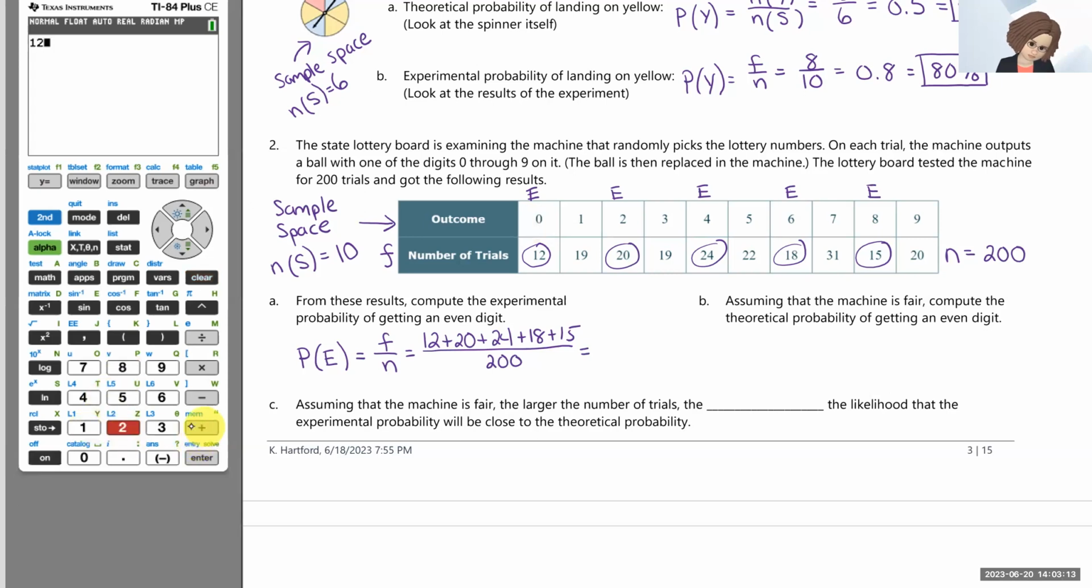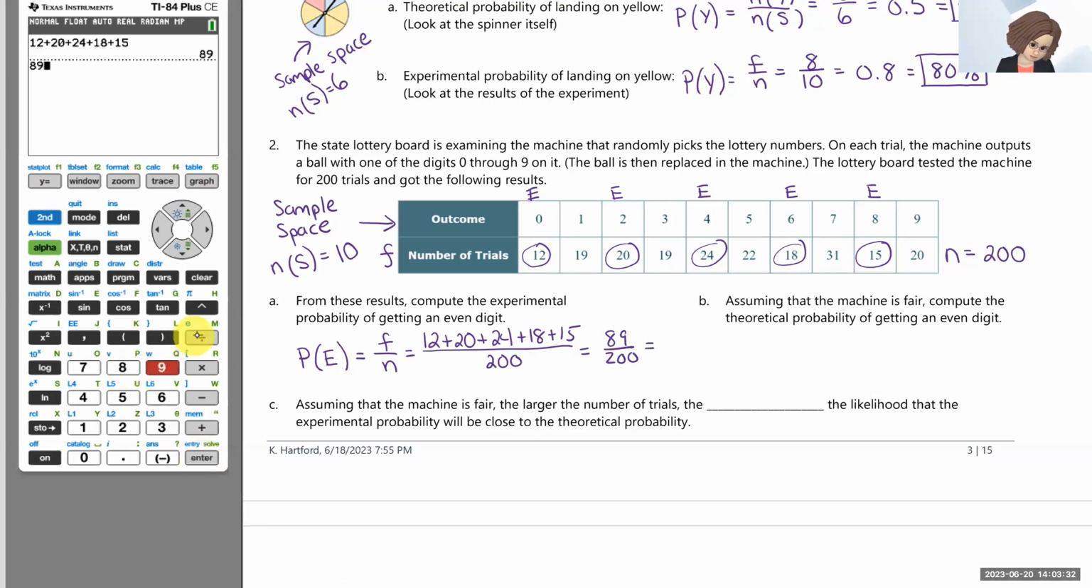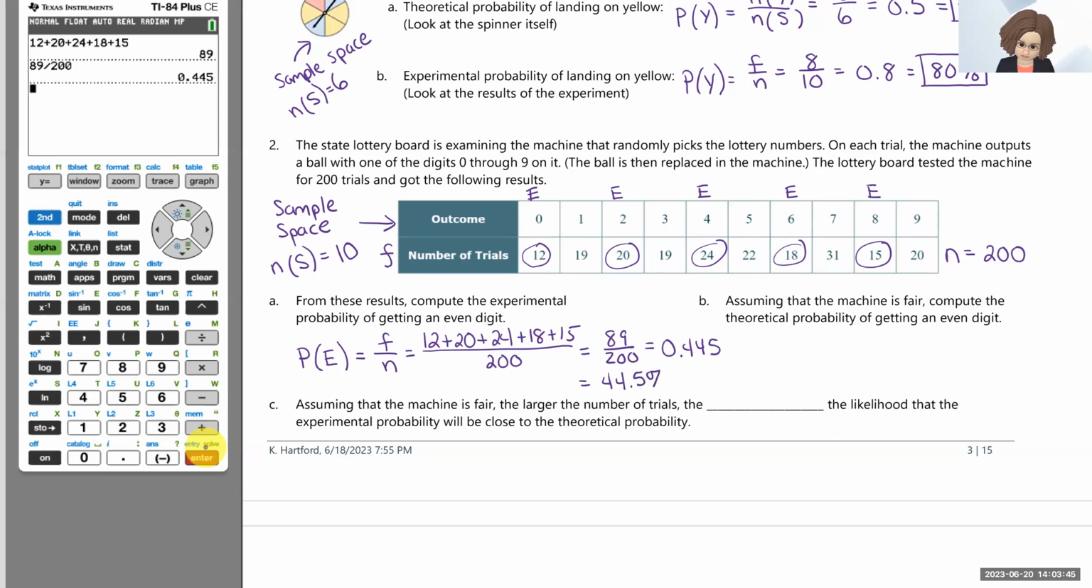So I'll do that over here on the calculator: 12 plus 20 plus 24 plus 18 plus 15. So that machine put out an even digit 89 out of the 200 trials. And I'm going to go ahead and put that in decimal, 89 over 200, 0.445. And I'm actually going to write that as a percent as well. So the machine turned out even digits 44.5% of the time.